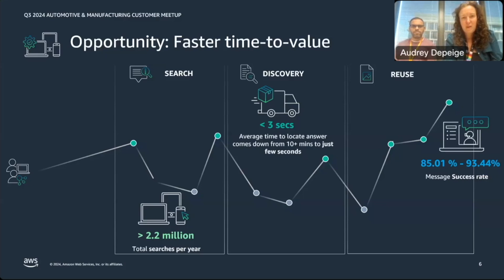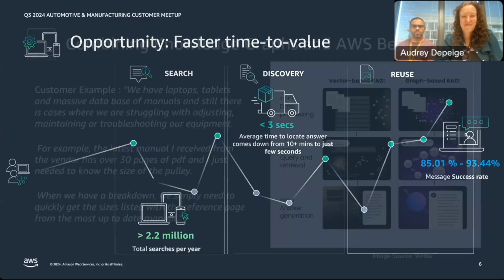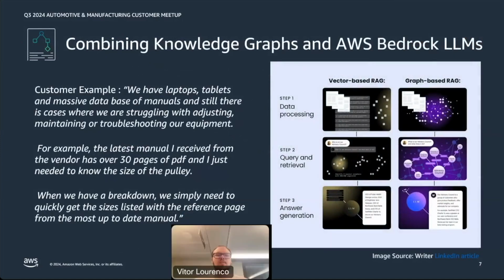And with that, I will hand over to Vitor to share more about how we then built that solution to achieve this goal. The floor is yours, Vitor. Thanks, Audrey. So in the context of maintenance engineering, retrieving very specific information and getting answers that rely on multiple sources are very common among our customers, such as the example that we can see on the left part of the screen.